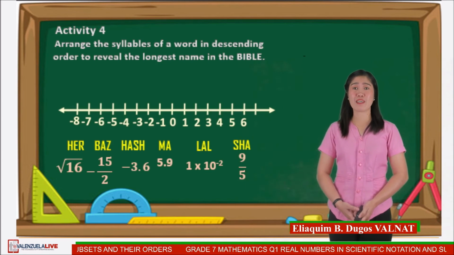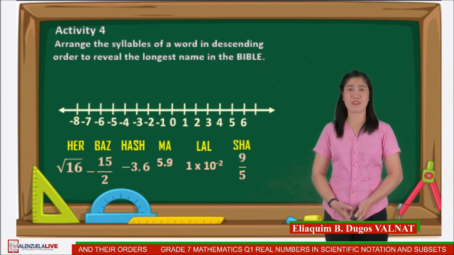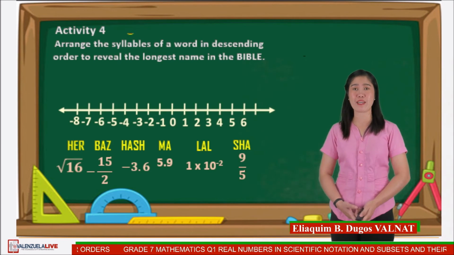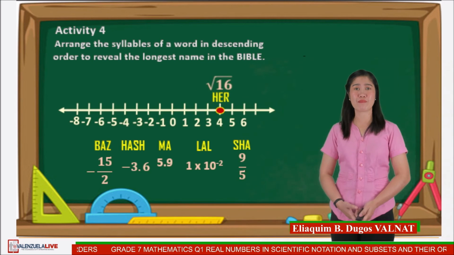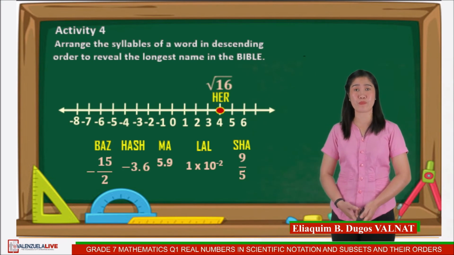Time's up. Let us reveal our answer. Square root of 16 is equivalent to 4. Then plot this in a number line. Next is Bas, that is negative 15 over 2, and that is equivalent to negative 7.5.